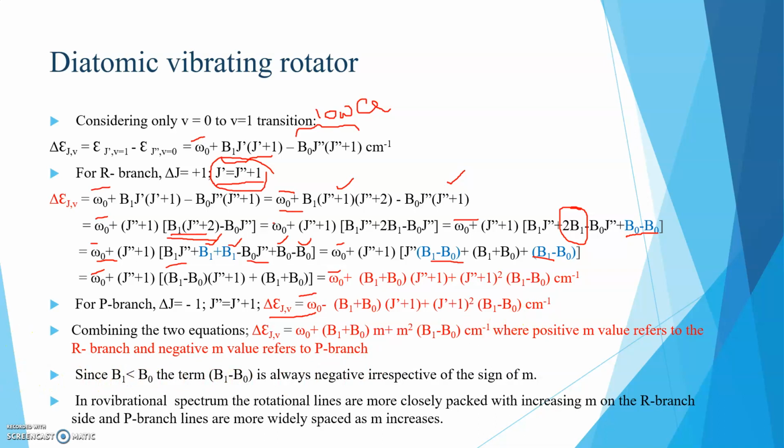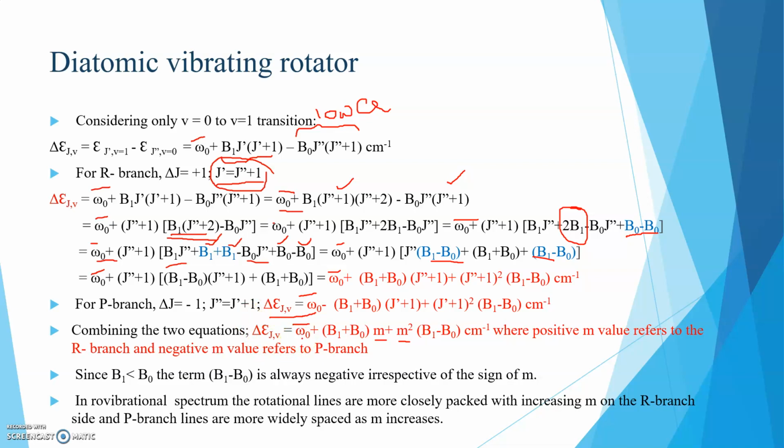So combining the two equations, what you can write is that delta EJV is equal to omega bar 0 plus (B1 plus B0). Instead of J double dash plus 1 and J dash plus 1, we will use the term M. And here you will write M square into (B1 minus B0). And this M value will be positive for the R branch and negative for the P branch. And M square, you know that it's a square, so this M square will always be a positive value.